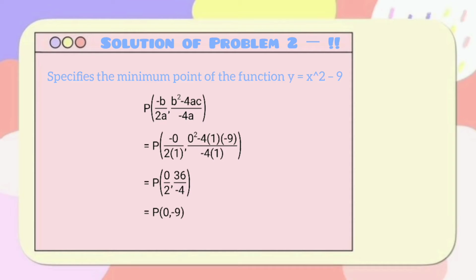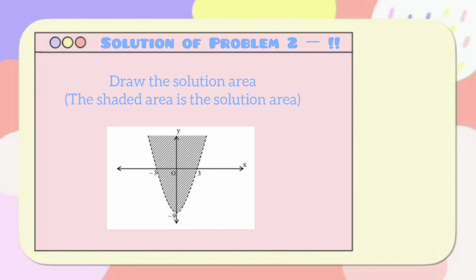Find the minimum point of the function. For a more complete method, please see the video. After finding both of them, draw the curve on the Cartesian plane, and the curve will look like the one in the video.